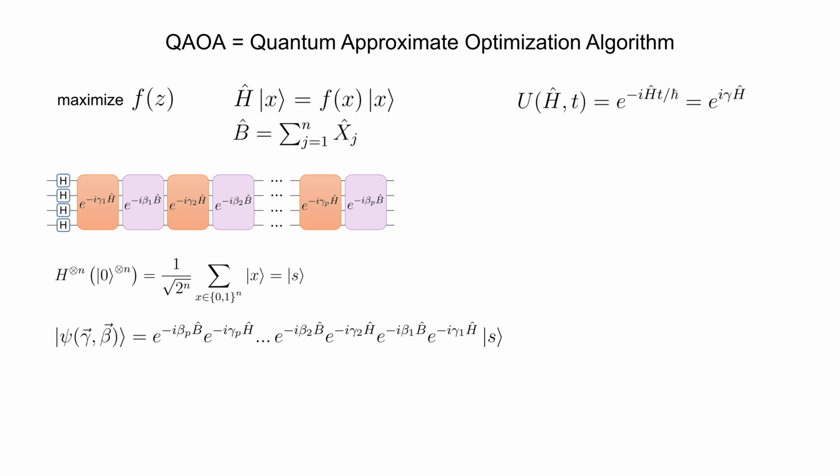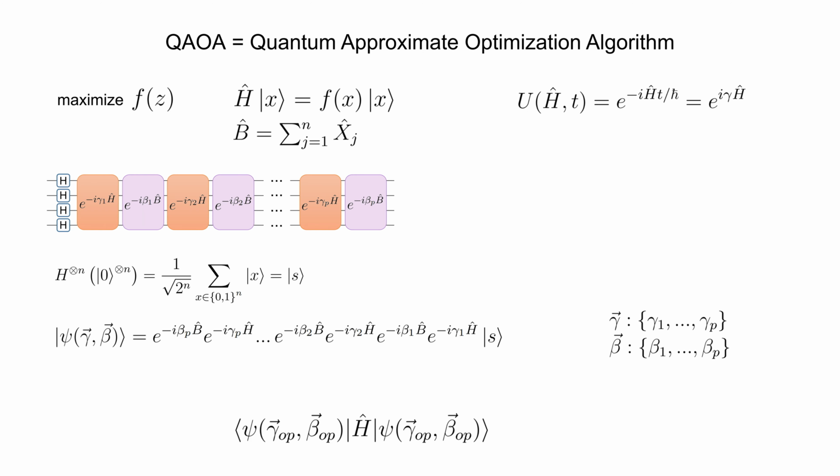Then, for a fixed p, we need to optimize the set of parameters gamma and beta to maximize this expectation value. Right now you are probably wondering, why do the samples from the final state with an optimized set of gammas and betas give us a state which will, with high probability, maximize the target function?